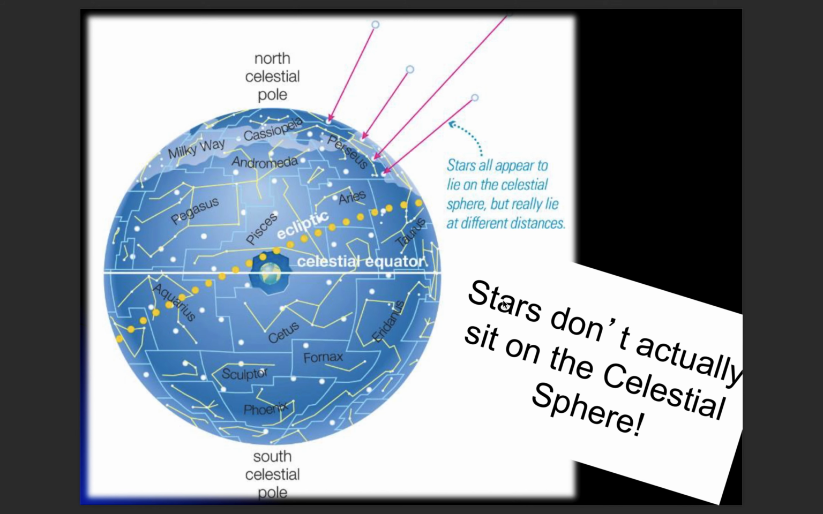So the stars don't actually sit on the celestial sphere, they just appear to. The stars are actually different distances away from us. Even though they appear to be lying on the same plane, they're actually nowhere near each other. Okay, so constellations, although they look like they're patterns in the sky, really have nothing to do with each other. They're nowhere near each other typically.